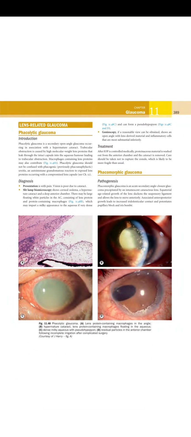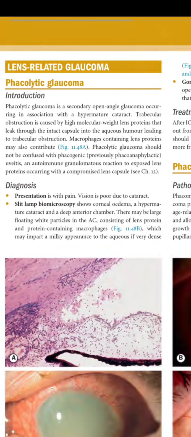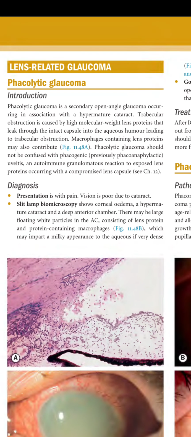There is also lens-related glaucoma. There can be phacolytic glaucoma and phacomorphic glaucoma. So what is phacolytic glaucoma? Phacolytic glaucoma is a secondary open-angle glaucoma, occurring in association with a hypermature cataract. The trabecular obstruction is caused by high molecular weight lens protein that leaks through the intact capsule into the aqueous humor, leading to the trabecular obstruction.